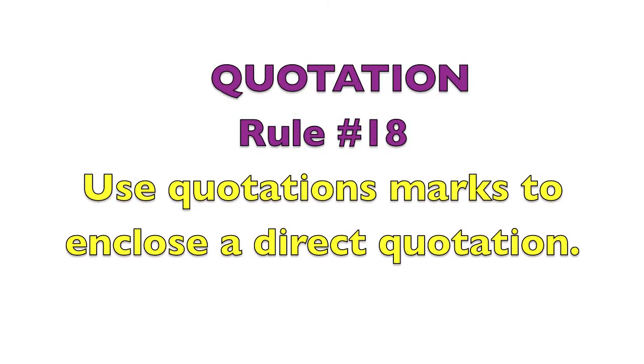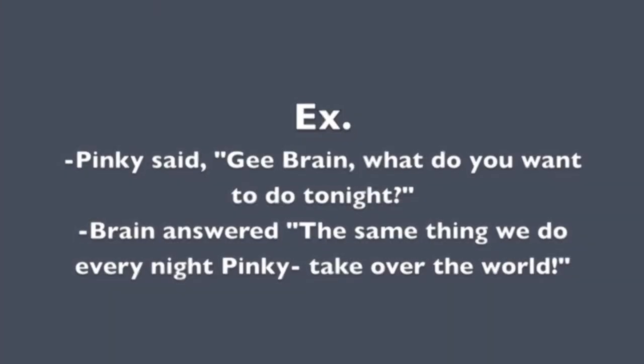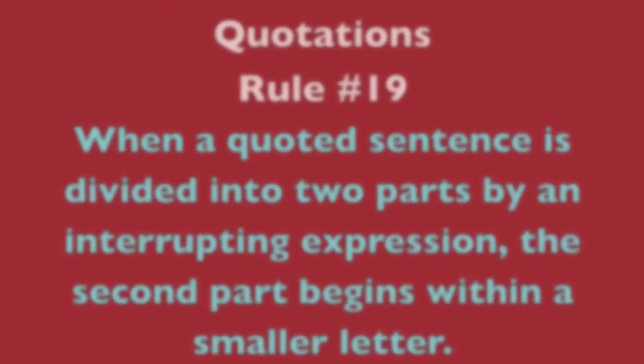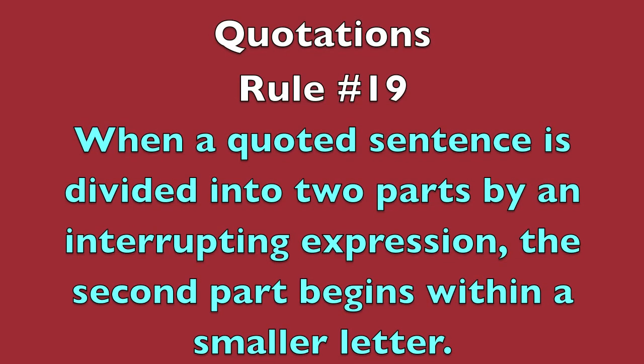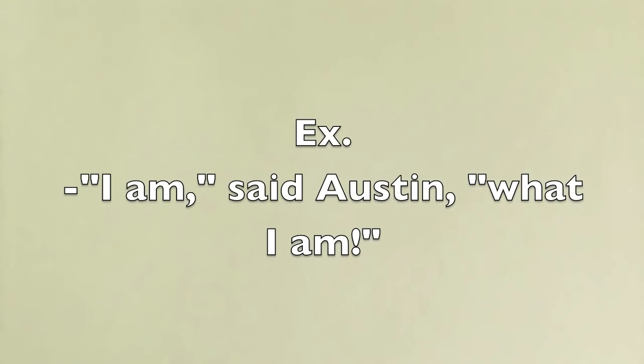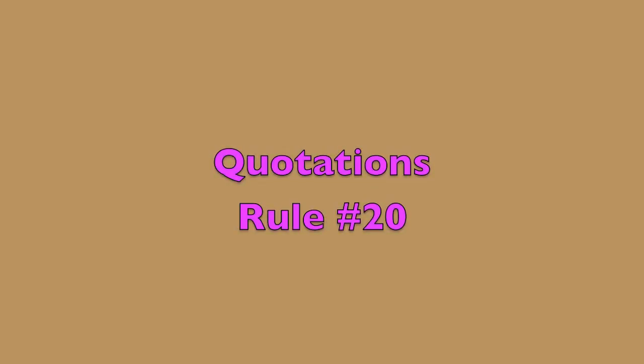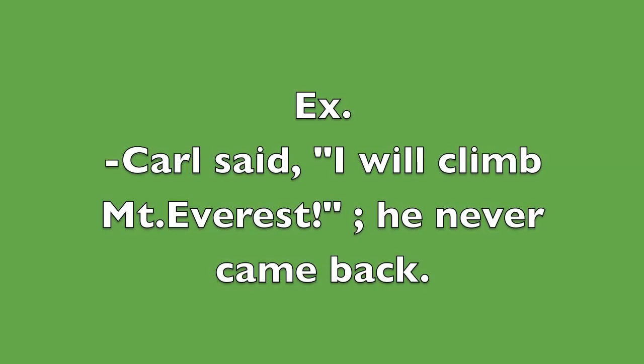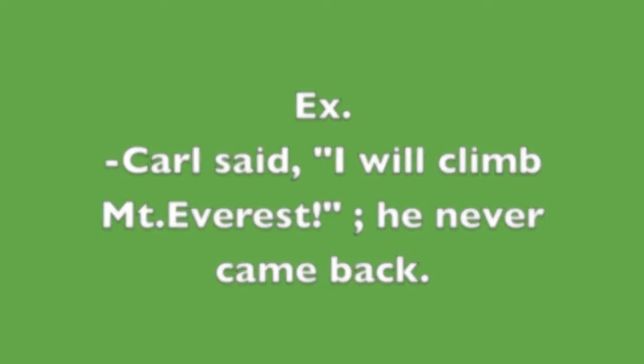Use quotation marks to enclose a direct quotation. Pinky said, "Gee, Brain, what do we do tonight?" Brain answered, "The same thing we do every night, Pinky. Take over the world." When a quoted sentence is divided into two parts by an interrupting expression, the second part begins with a small letter. "I am," said Austin, "what I am." Carl said, "I will climb Mount Everest." He never came back.